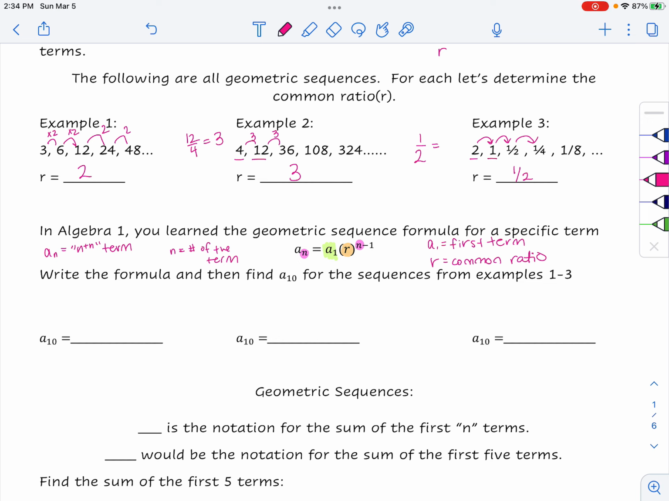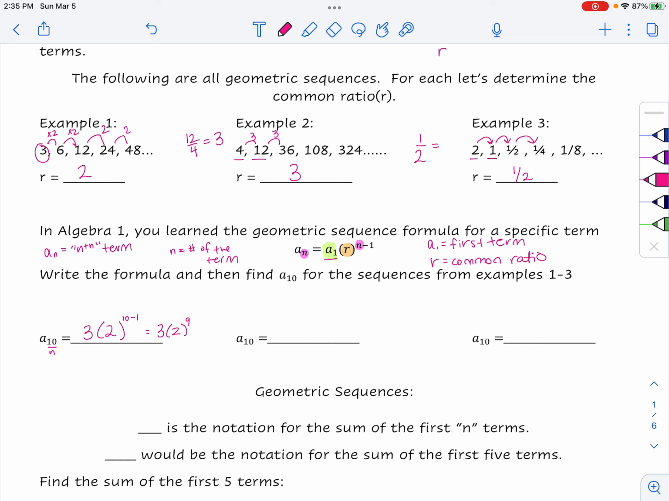So for example 1, for A sub 10, we're going to start with A sub 1, the first term. So the first term in example 1 is 3. So we have 3 times R. Well, we determined that R was 2 for example 1, to the n minus 1 power. Again, our n is 10, so to the 10 minus 1 power. If I wanted to simplify this, this is 3 times 2 to the 9th power.